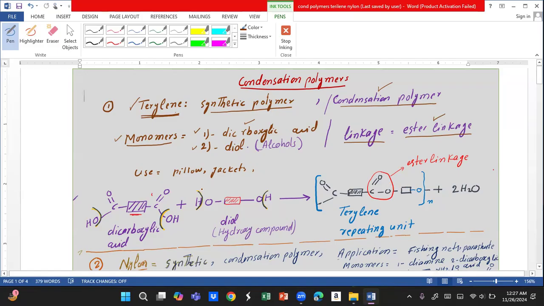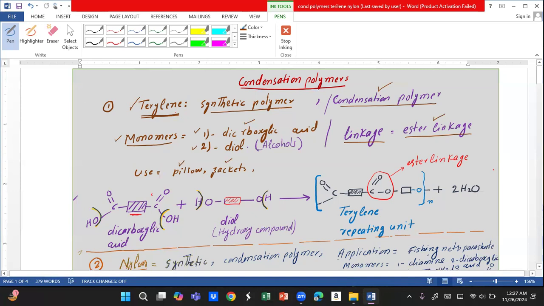At the same time, a one mark question can be where this polymer is used. It is used for making pillows and jackets. Even, you may say, we can use it in blankets.